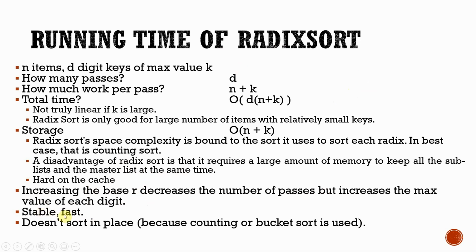Radix sort is stable. It can be fast for certain arrays that follow the requirements of Radix sort, and it doesn't sort in place because it uses counting sort or bucket sort. So it's not an in-place sorting algorithm.